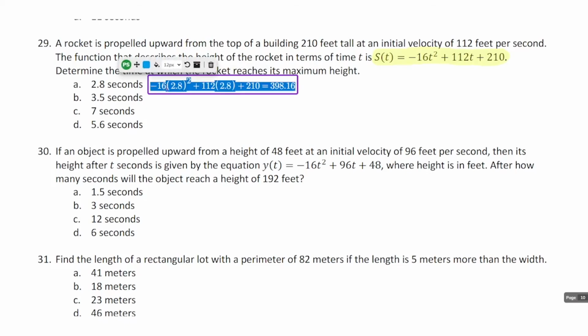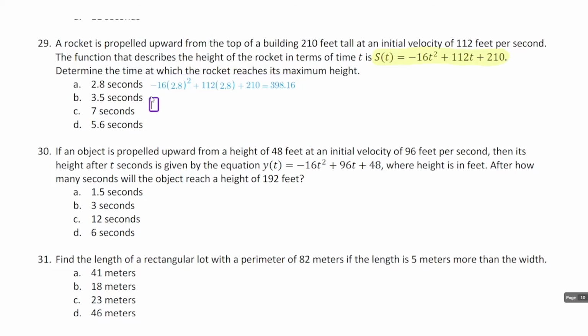So we'll do that again, but for 3.5. So let's see what we get there. I'm just going to replace these 2.8s with 3.5. Type that into your calculator, which is what I'm doing behind the scenes here. And on this one, I get 406. So now we got a new height to beat.